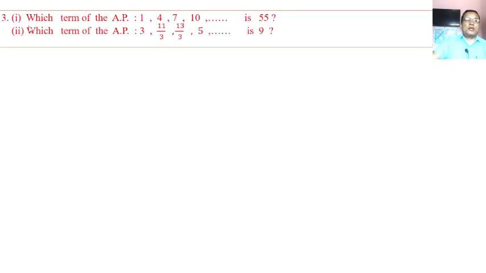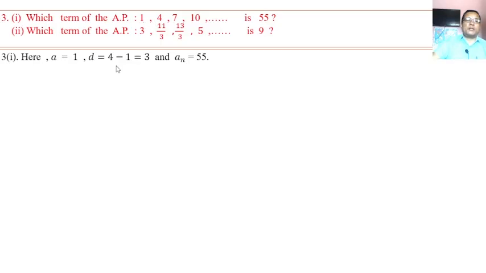Question number 3.1. Which term of the AP is 55? We are given the first term is 1, the common difference is 4 minus 1, and a_n is 55.